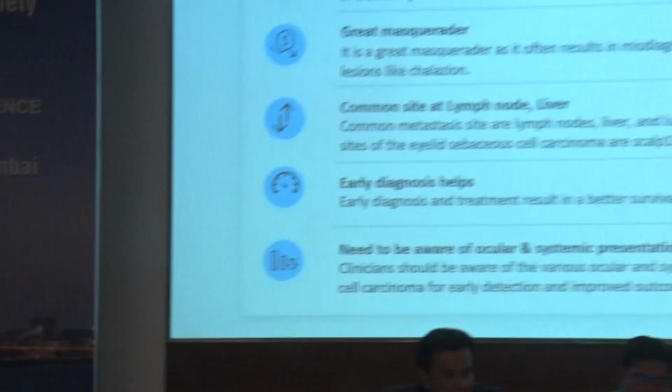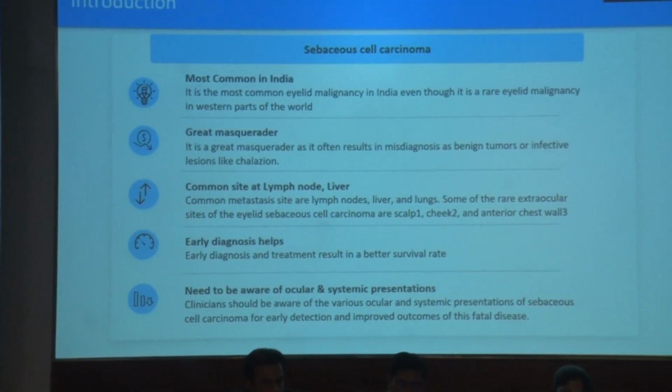So I will be talking on the topic: giant sebaceous cell carcinoma of the lid, metastasizing, masquerading as a diabetic foot ulcer. Sebaceous cell carcinoma, as we all know, is a common tumor in India. It is a great masquerader and looks like a chalazion. Common sites of metastases are lymph node and liver. Early diagnosis helps in treatment and better survival rate.